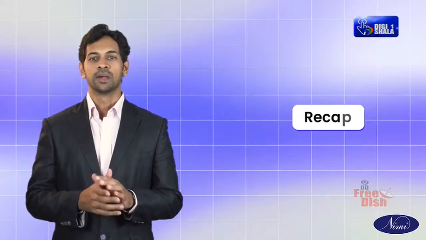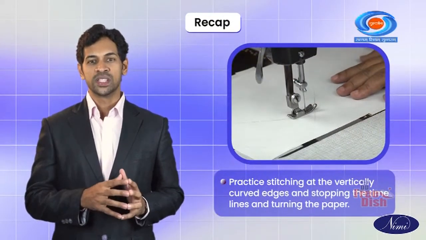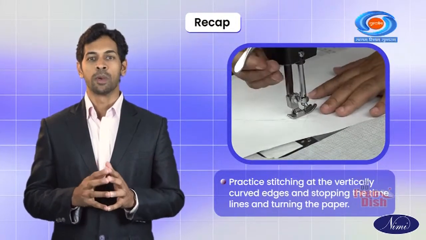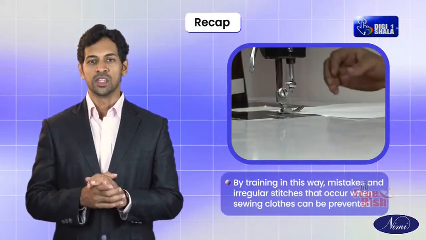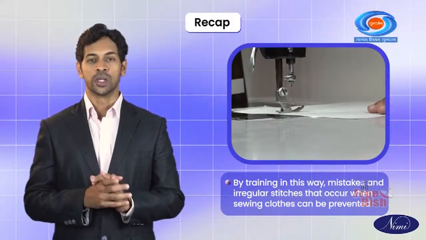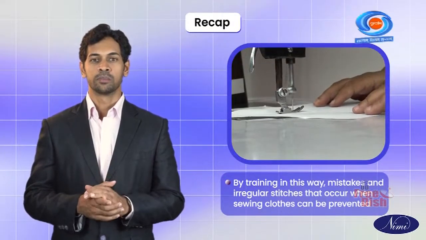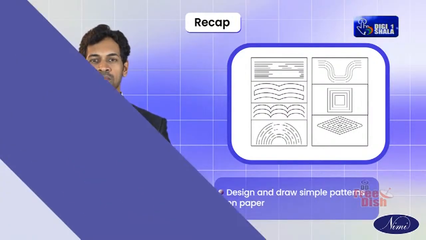Let's recap the key points discussed. Practice stitching at the vertically curved edges, stopping the stitch lines and turning the paper. By training in this way, mistakes and irregular stitches that occur when sewing clothes can be prevented. Design and draw simple patterns on paper.